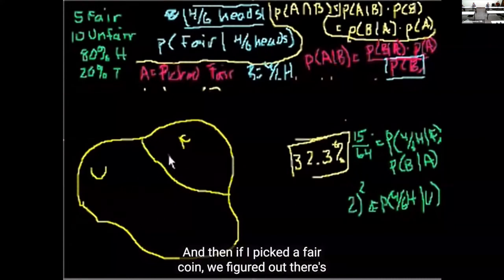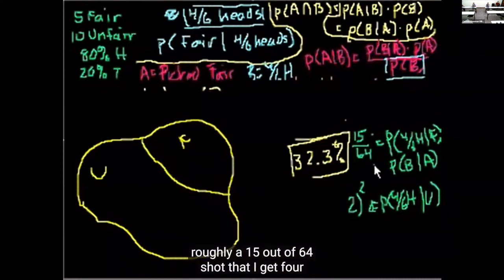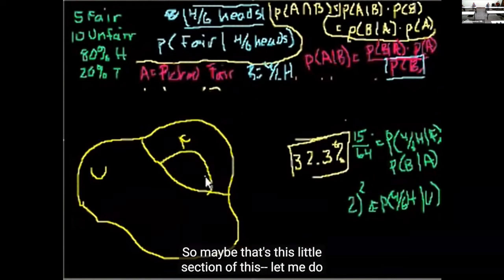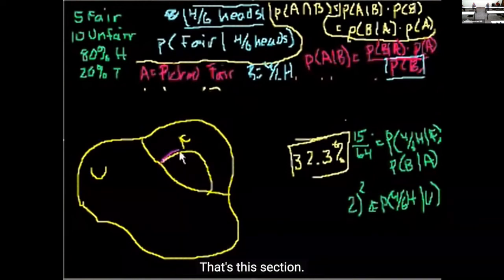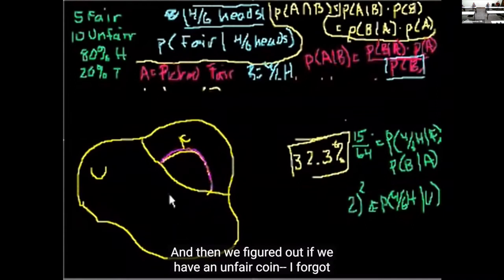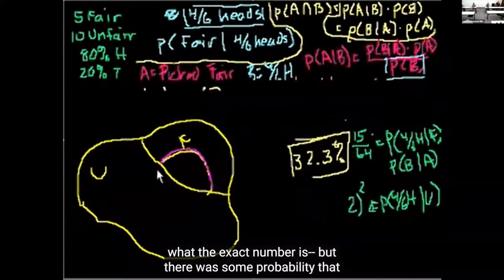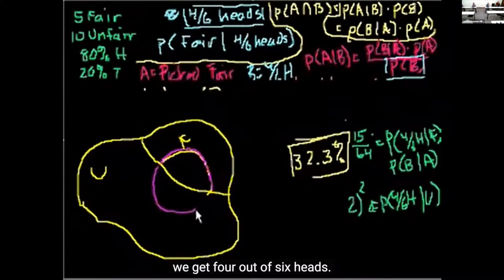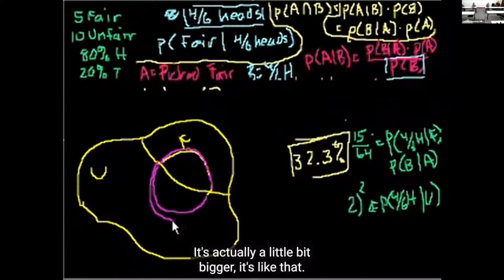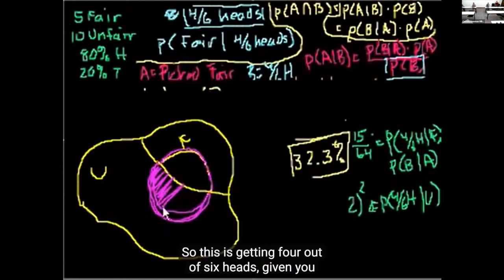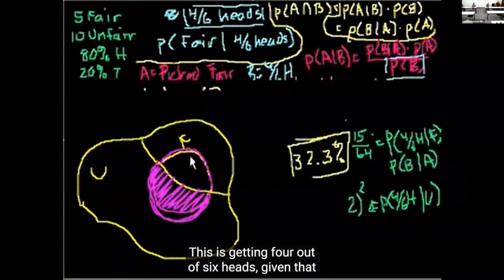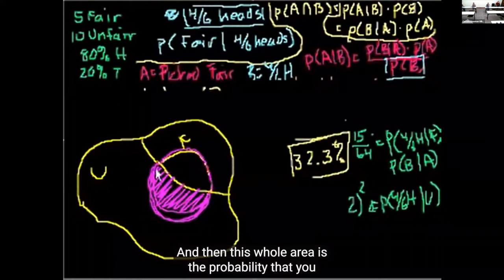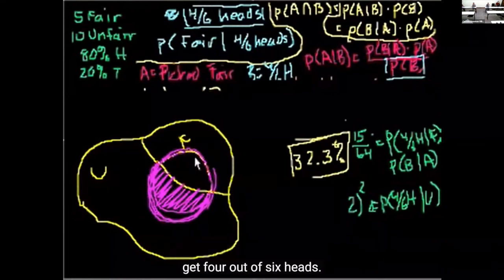And then if I picked a fair coin, we figured out there's roughly a 15 out of 64 shot that I get 4 out of 6 heads. So maybe that's this little section of it. Let me do a different color. That's this section. And then we figured out if we have an unfair coin, I forgot what the exact number is, but there was some probability that we get 4 out of 6 heads, right? It's actually a little bit bigger. It's like that, right? So this is getting 4 out of 6 heads given you got an unfair coin. This is getting 4 out of 6 heads given that you got a fair coin. And then this whole area is the probability to get 4 out of 6 heads.